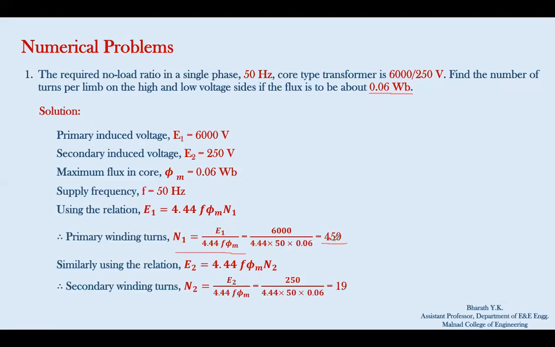Similarly, you have to use the relation for the EMF induced in the secondary winding, that is E2 is equal to 4.44 F phi m N2. And simplifying this for N2, you will get an equation like this. So now substitute the value for E2, F and phi m here, so that you will get the number of turns in the secondary winding, that is 19.